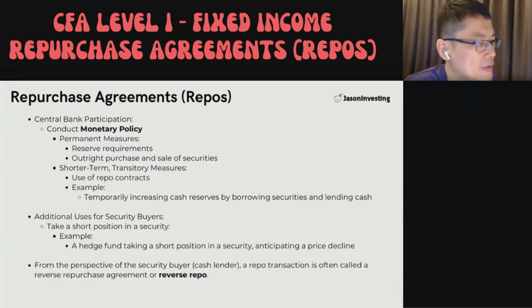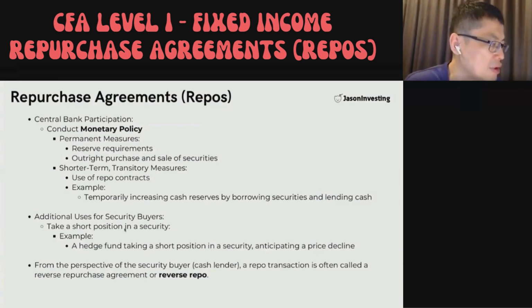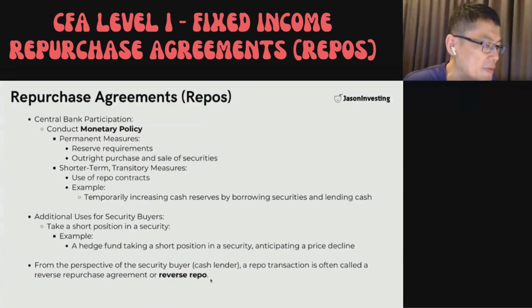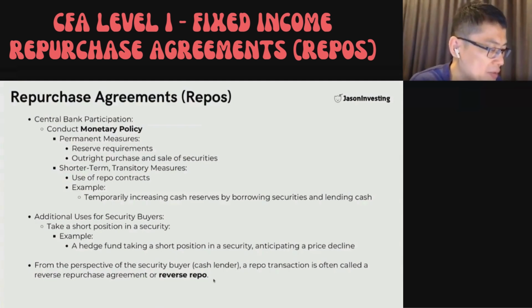So what the central bank can do is temporarily increase cash reserves by borrowing securities, thereby lending out cash. So that is taking a short position in the security, which we have already talked about. And from the perspective of the security buyer or the cash lender, a repo transaction is often called a reverse purchase agreement or a reverse repo. So there are two sides of a repo. The borrower will see it as just a plain repo, and the lender will see it as a reverse repo.